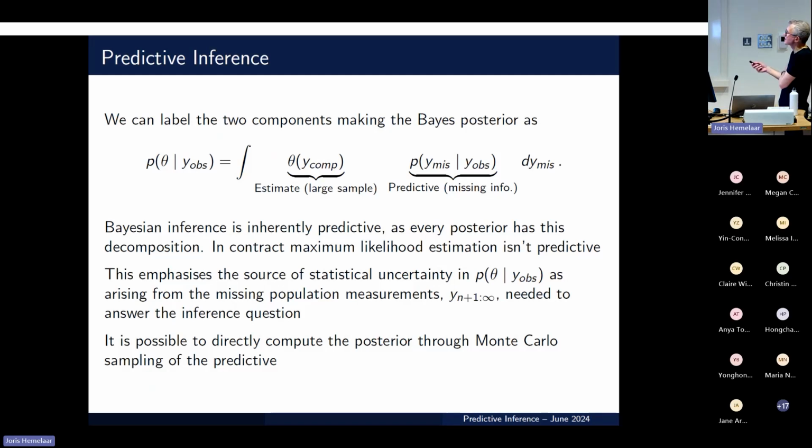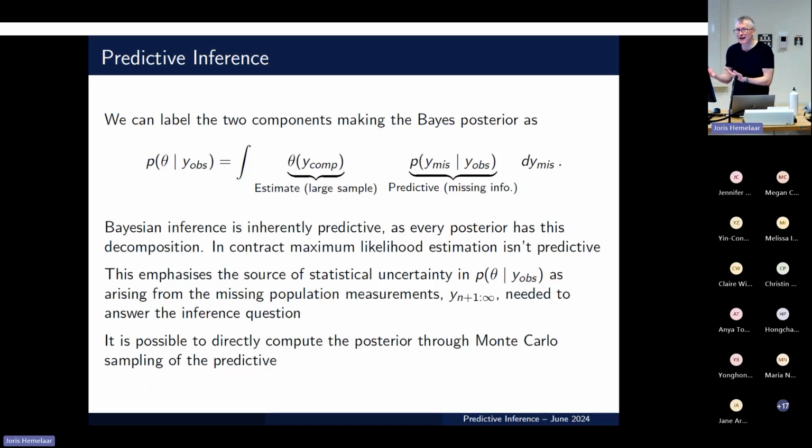But what we can see, because every posterior that you ever come across has this decomposition, because this is just a rearrangement from the rules of probability, is that Bayesian inference is inherently predictive. That's in contrast to maximum likelihood estimation. Maximum likelihood estimation is not predictive. If we fit a model by maximum likelihood estimation, that's for estimating parameters of a distribution. It's a different task to prediction.